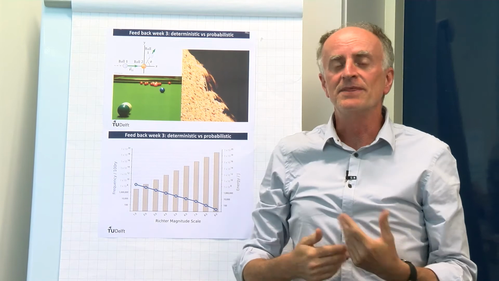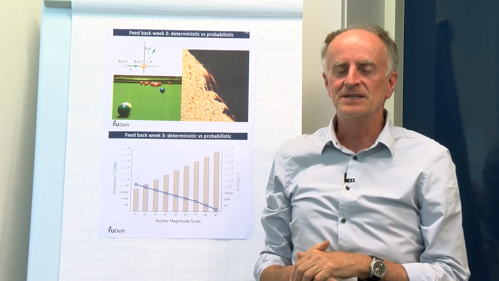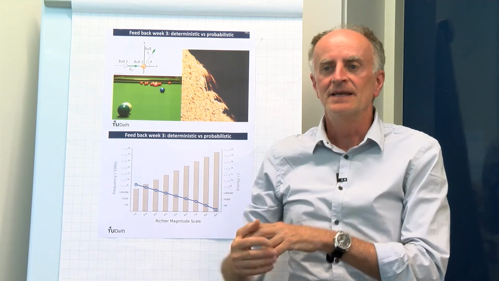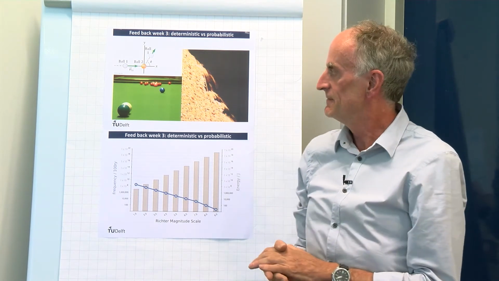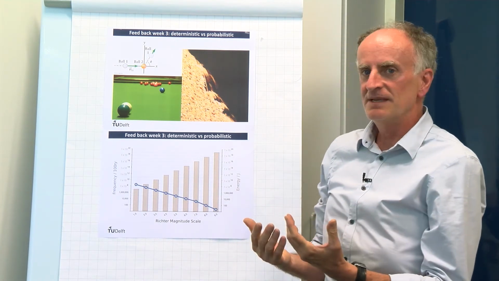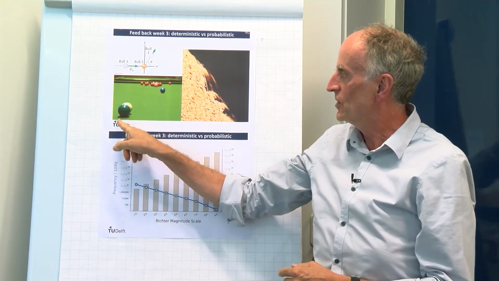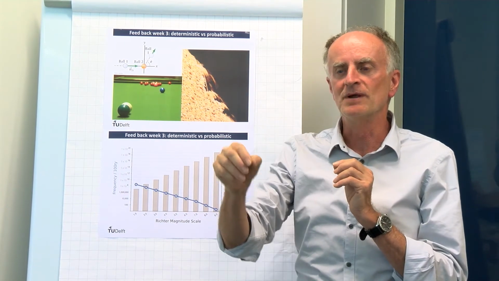Another aspect which I think is very important for geologists, especially for modern geologists, is the relationship between deterministic events and more random or statistic events. The difference is visible in these pictures. Some events are deterministic, like the ball here on a billiard table. If you know the speed and the angle of incidence, then you know exactly where the ball will be in the future.